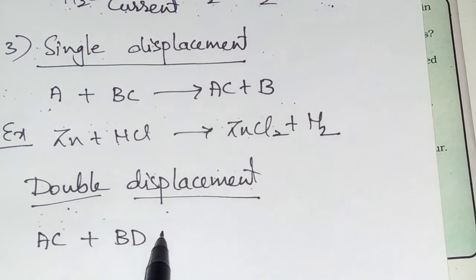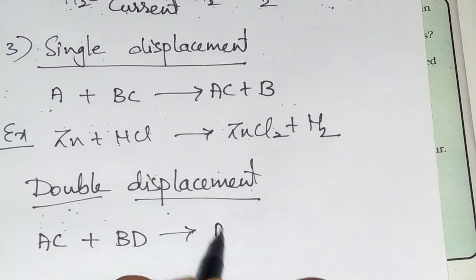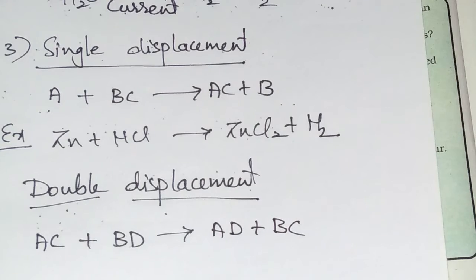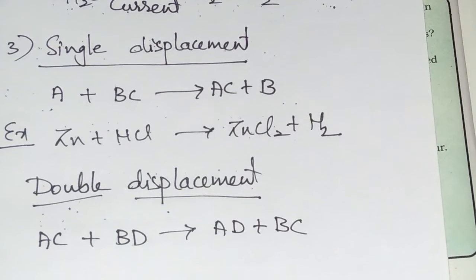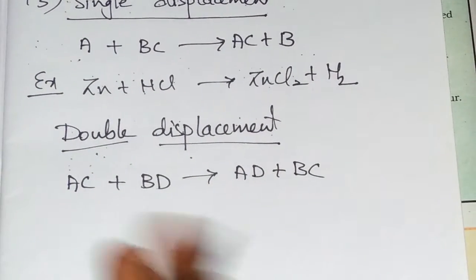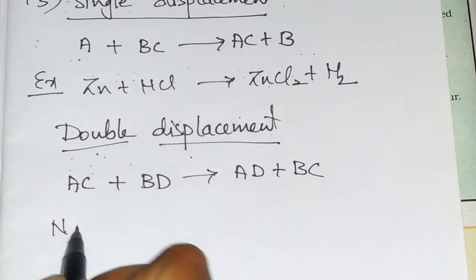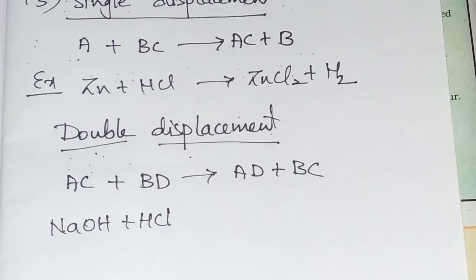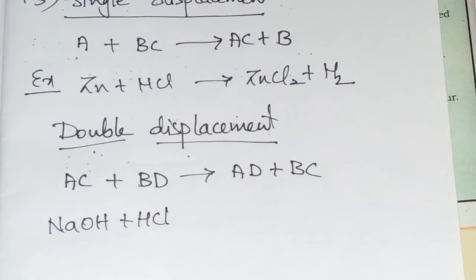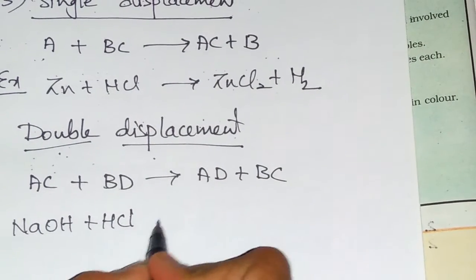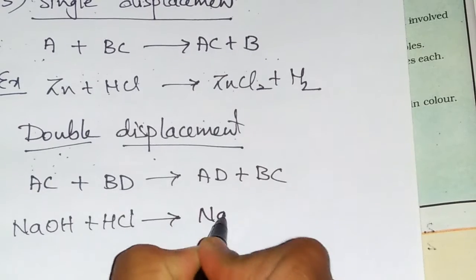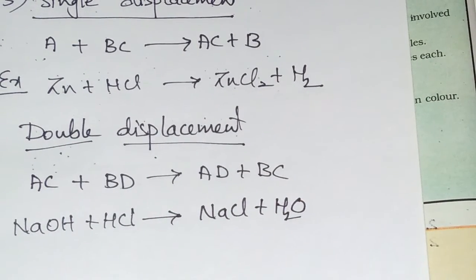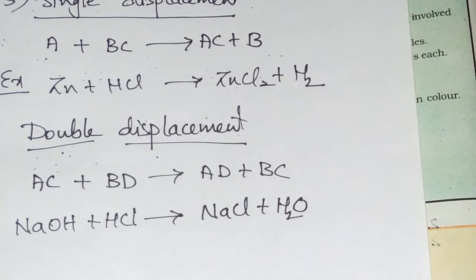So what will happen here? We are going to get the products like this. What are those products? We are going to get AD along with BC. Now let us see one example for this. I am writing here sodium hydroxide reacting with hydrochloric acid. I have taken one neutralization reaction. Sodium hydroxide reacting with hydrochloric acid forms sodium chloride along with water. This we can write under double displacement reaction.